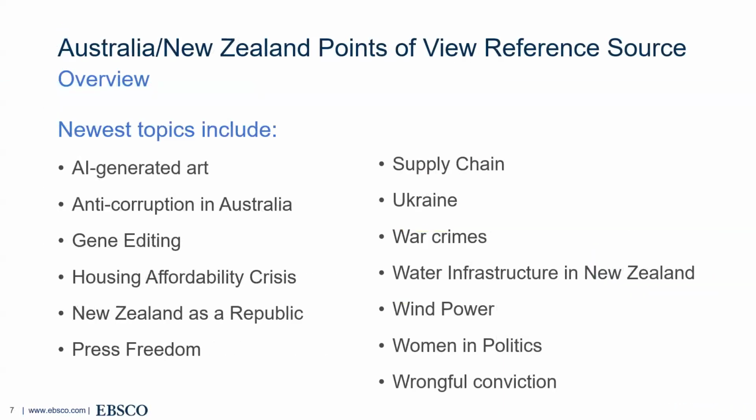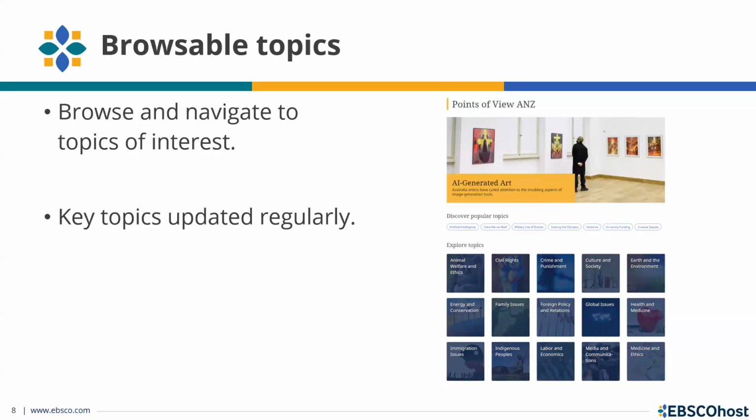Some of the popular topics, actually these are some of the newest topics that were included in this resource, are things like AI generated art, anti-corruption in Australia, gene editing, housing affordability crisis, and so on. So it's got some very recent topics already included in this resource as well. You will also be presented with the option to browse the topics. You can, of course, search for a specific topic, but you can also browse for these topics as well. And we will look into these browsing options when we head into the live demonstration.